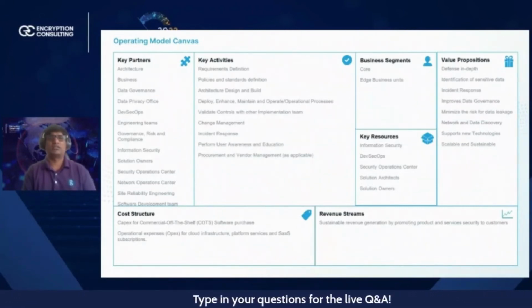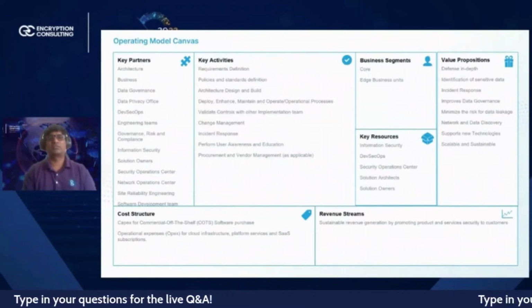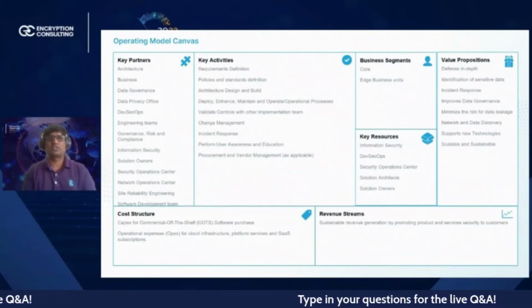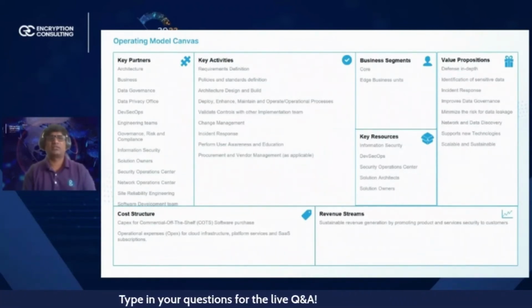And when it comes to validating the controls, it's important for the compliance posture, etc. That's where the GRC would play a major role. And then the infosec teams would create awareness for the users.